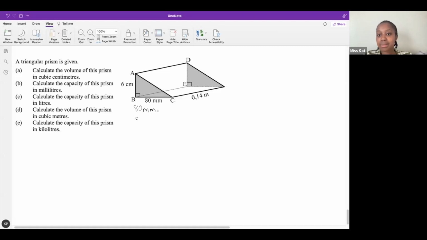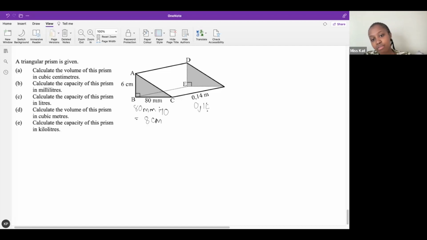How do I convert millimeters to centimeters, guys? Yes, it is 8, but how did you get to 8? You divide by 10. We need to learn now. There we go. Now we have meters. How do I convert meters to centimeters?